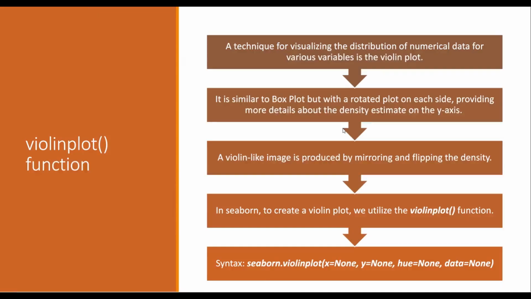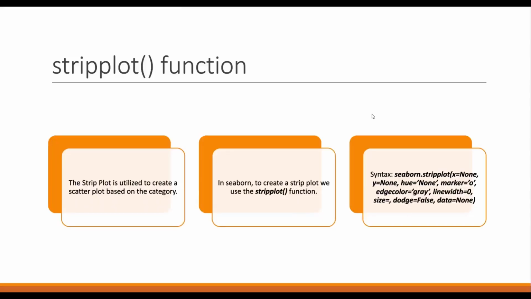So with this, we have learned to create a violin plot in the Seaborn library. Now we will move ahead and learn to create a strip plot function. Firstly, we will understand what a strip plot is. Basically, the strip plot is utilized to create a scatter plot based on the category.